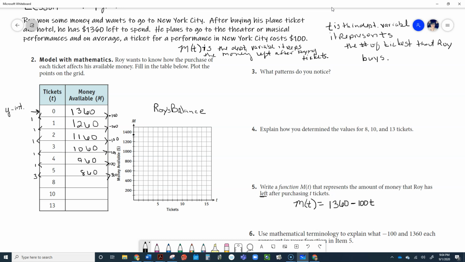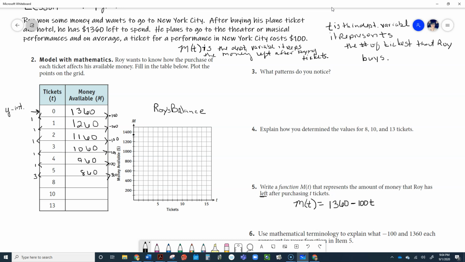They titled the x-axis tickets, and then they scaled. Each one of these is worth 1. So this is 1 ticket, 2 tickets, 3 tickets. The y-axis is labeled money available, or you could put money left. And this is scaled by 100. Some of you would say it's scaled by 200. No, it's not. That mark right there is 100. So 100, 200, 300, 400, 500, 600. So this is 1,200, and 1,360 is going to be somewhere right around there.